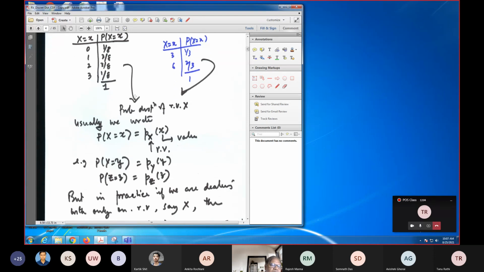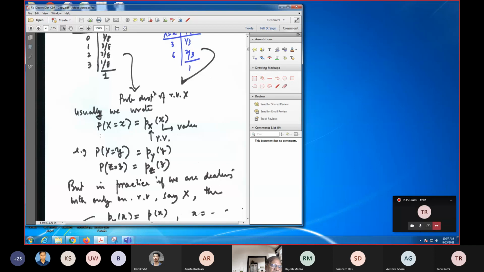There is a standard notation that the random variable x takes value small x. Actually, this x is basically x of s, but usually we drop that. So x takes value small x, and we denote it by pX(x). If the random variable was y, then we can denote it by pY(y). The variable inside this bracket is a dummy variable. You can put pX(t), x takes value t.